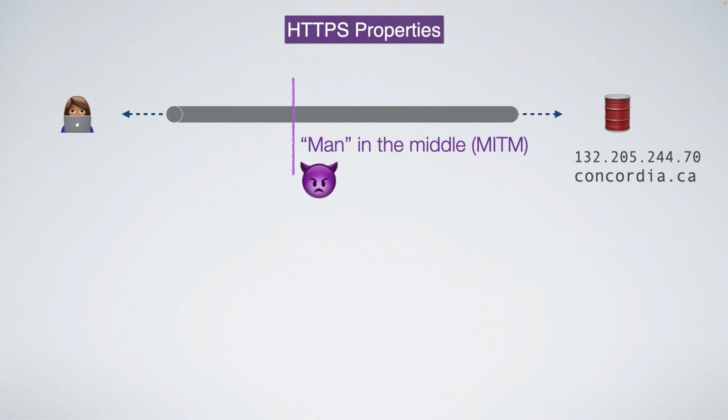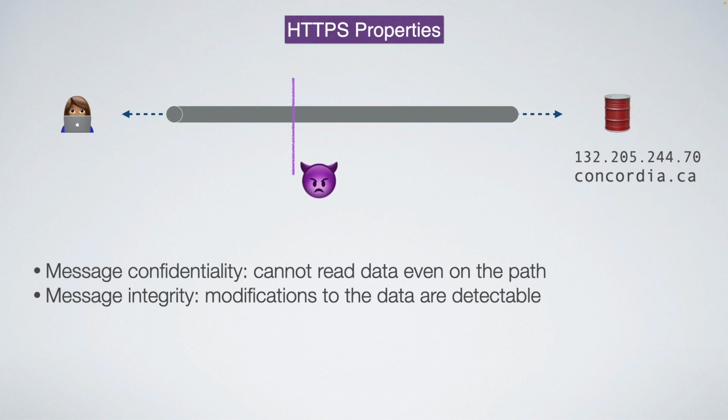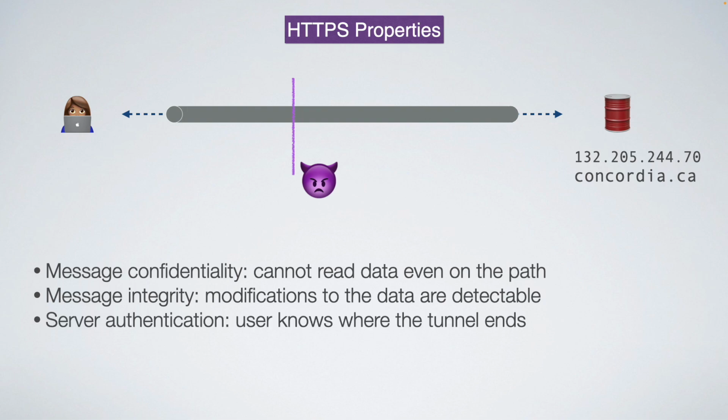Okay, so that's the goal of HTTPS. Confidentiality: you can't read data even if you, the adversary, are on the path. Integrity: if the adversary modifies it, you can detect it. And server authentication: the user knows where the tunnel ends. Okay, so how do we do all of these three? We'll go through them, but I'll give you a rough view.